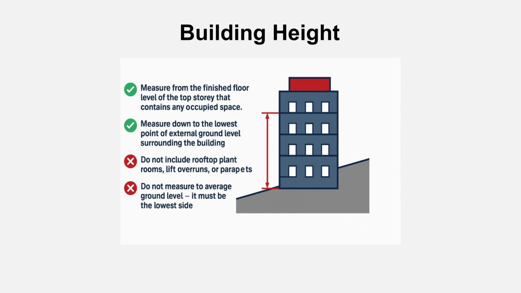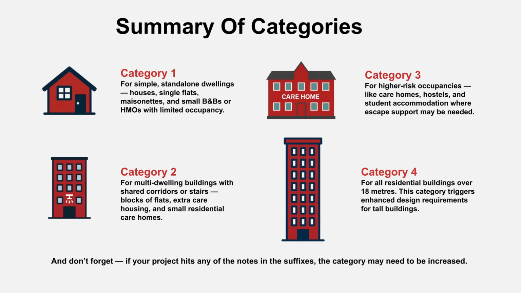Let's wrap this up with a quick recap of the 4 categories under BS 9251-2021. Category 1. Used for simple, standalone dwellings, houses, single flats, maisonettes, and small bed and breakfasts or HMOs with limited occupancy. Category 2. Used for multi-dwelling buildings, blocks of flats, extra care housing, and small residential care homes.